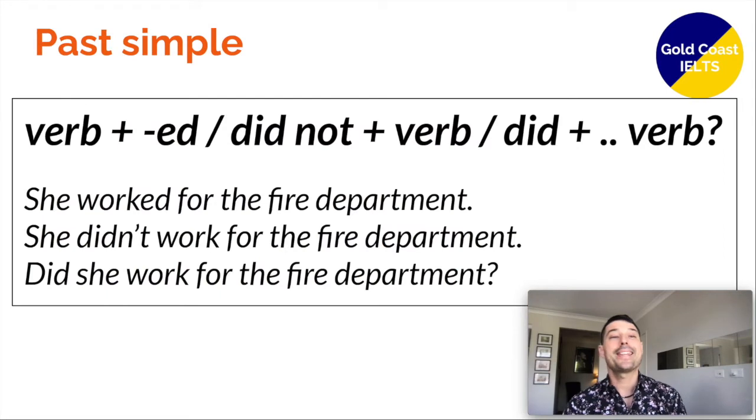So let's compare that with the past simple, which is made with verb plus ed, or did not plus verb, or did plus verb. And here are three examples. There's the positive, she worked for the fire department. The next one is negative, she didn't work for the fire department. Third, question, did she work for the fire department?